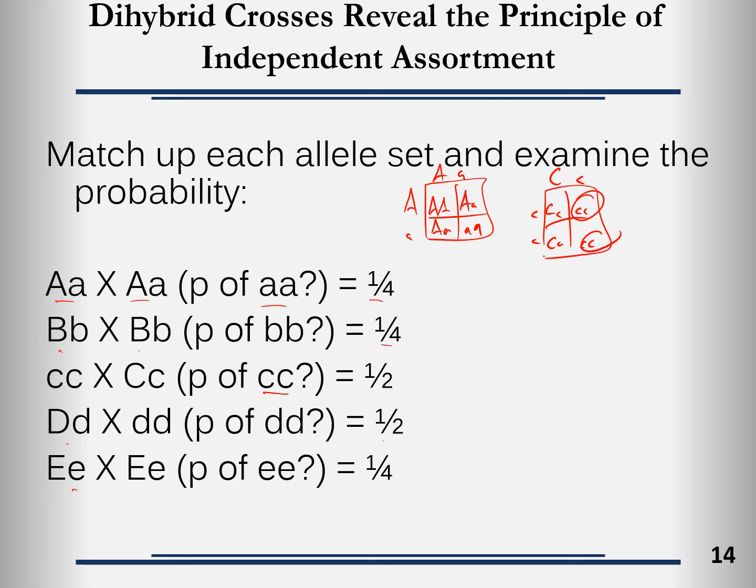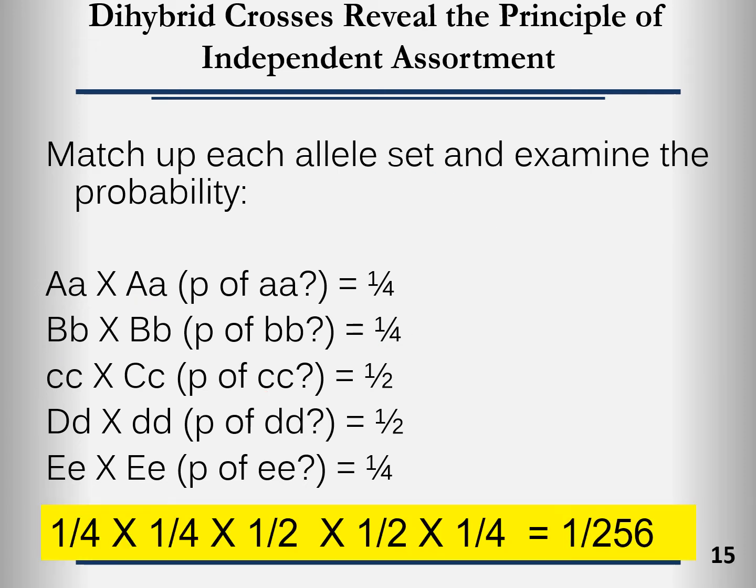So in reality, because each event has no bearing on the probability of the other events, you can just multiply these probabilities together, and you get a probability of 1 out of 256. So if they are independently assorting, you could do a problem with 10 or 20, and it's really just 10 or 20 small Punnett squares whose answers you will multiply together at the end.